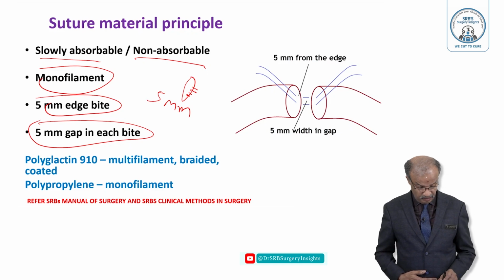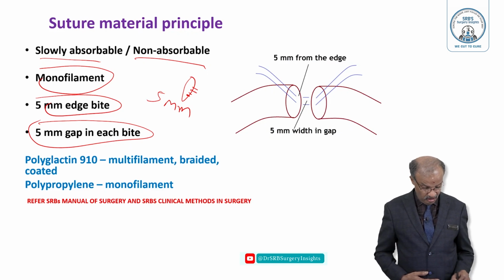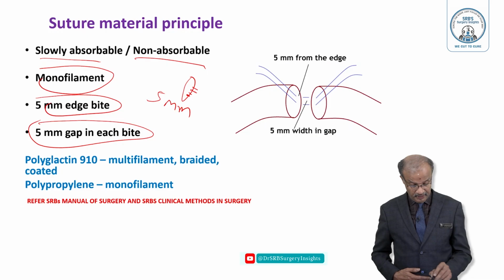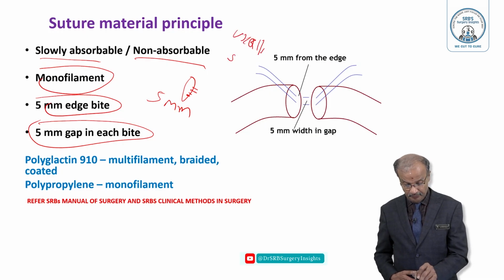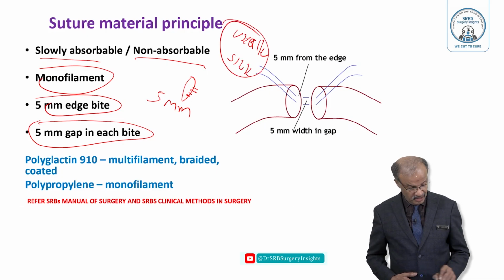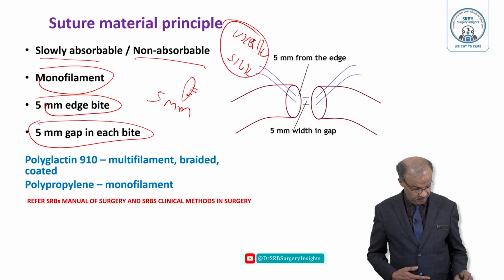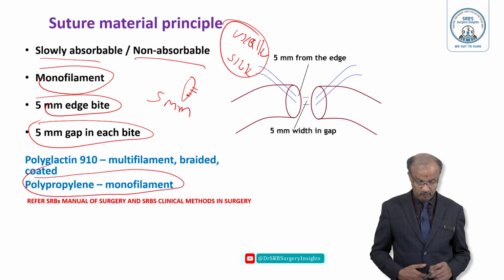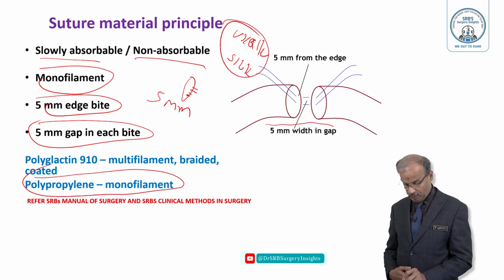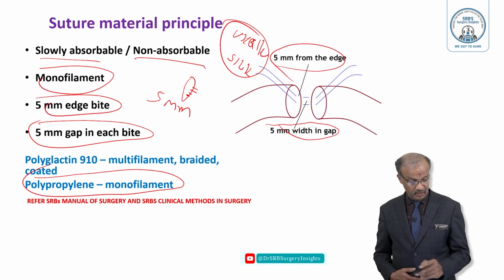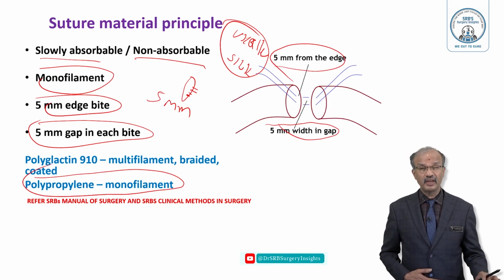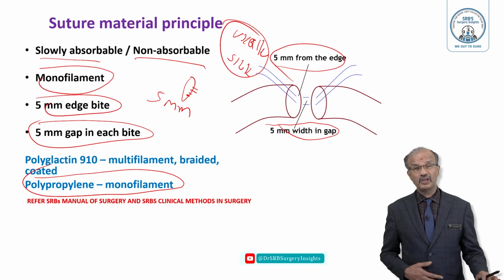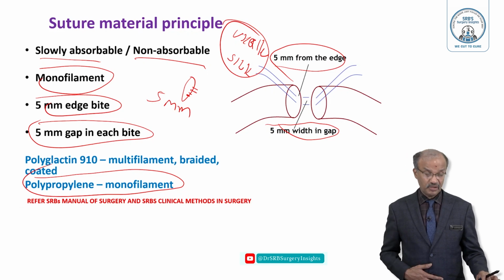So polyglactin is multifilament, braided, coated; polypropylene monofilament is also accepted. Now commonly Vicryl or polyglactin or silk, these are the things commonly used. Many people have started using polypropylene, but it is still not that popular. So this principle is important. These principles are very important when you select the suture material. 3-0, many use 2-0. PDS can also be used in anastomosis.